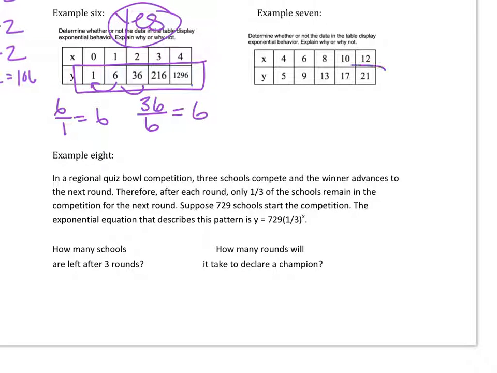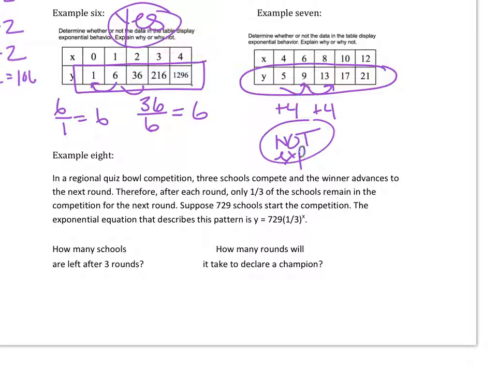When you move on to the next one, always check to see if you're adding or subtracting first. So here I see if we add 4, we get 9. If I add another 4, I get 13. So because we're adding, or if you're subtracting, it's linear. So it's not exponential.